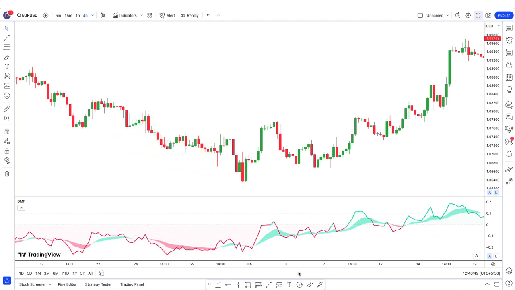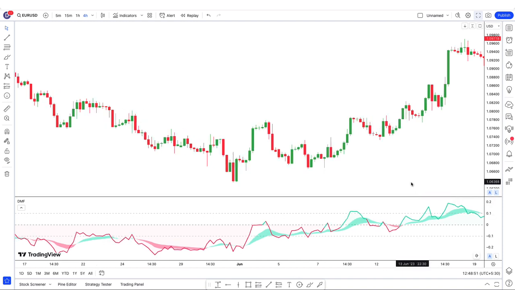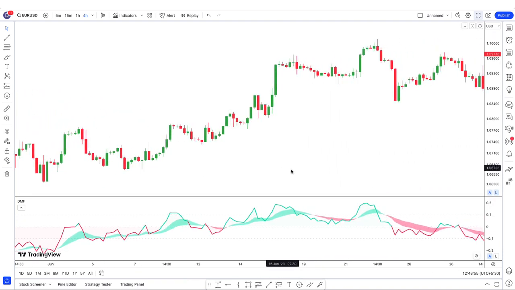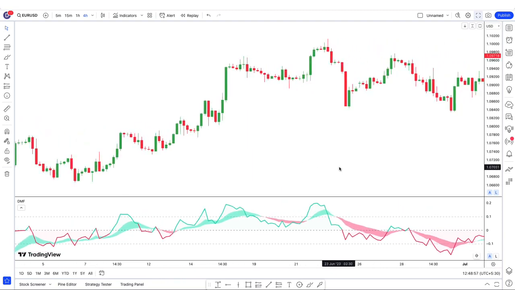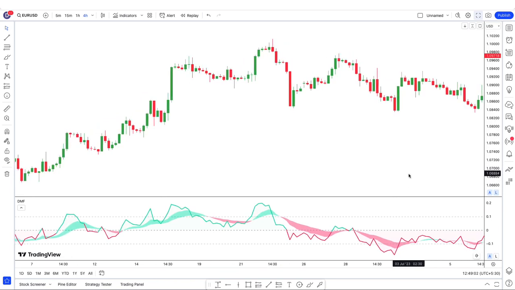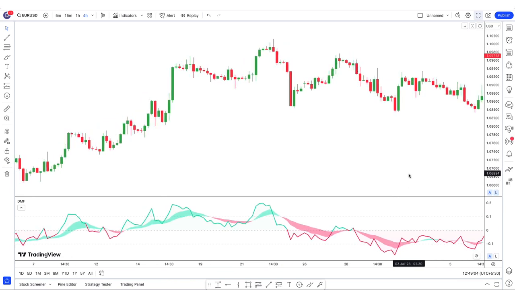Please pay attention that this color changing of the cloud can be a signal on reversal, like what happened here or here, but it can also happen in the pullbacks or during range markets. So it's not necessarily a reversal signal. The best and initial interpretation should be that the prior trend is weakening.